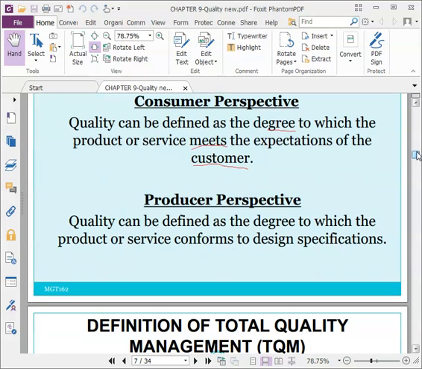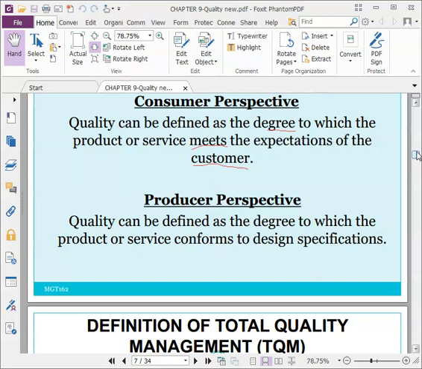Second is the producer perspective. Producer, of course, the person or the company or manufacturing company that produces the product. Quality can be defined as the degree to which the product or service conforms to design specification.